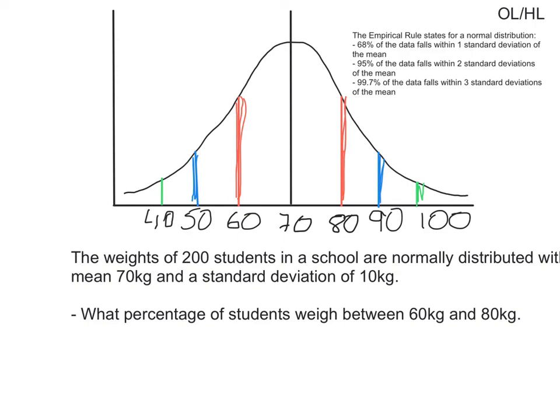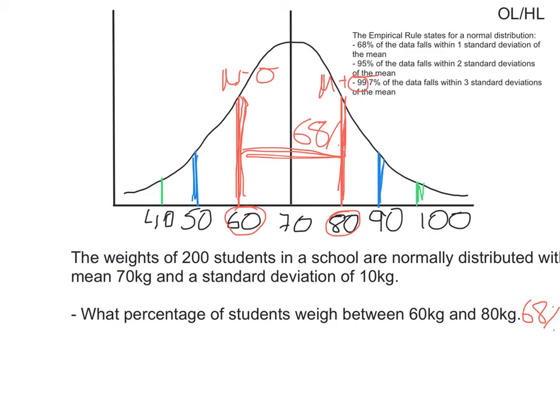The question asks us to find what percentage of students weigh between 60 and 80 kilos. So using our diagram, we can see this is the mean minus 1 standard deviation and the mean plus 1 standard deviation. Our empirical rule tells us that this is 68% of the data. So the answer to our question is 68%.